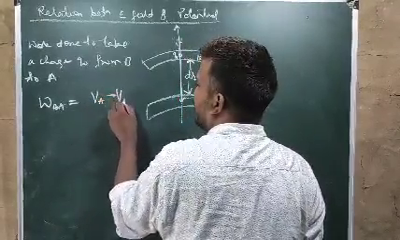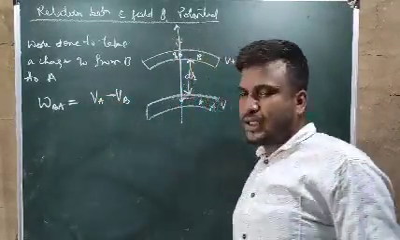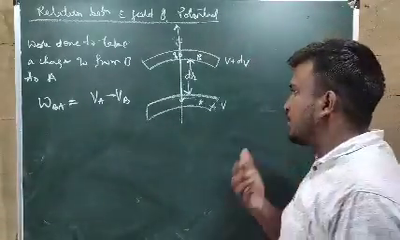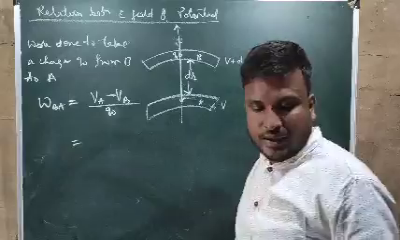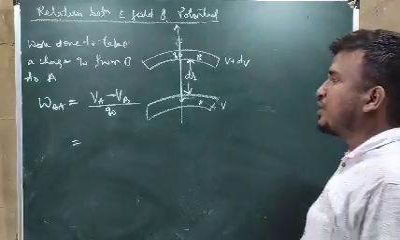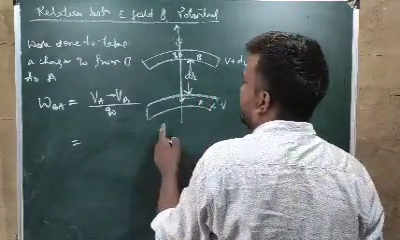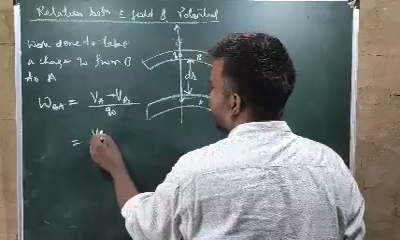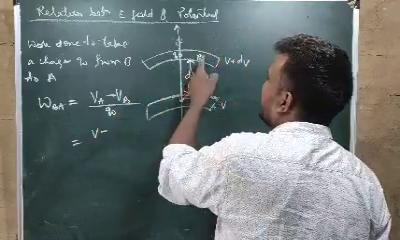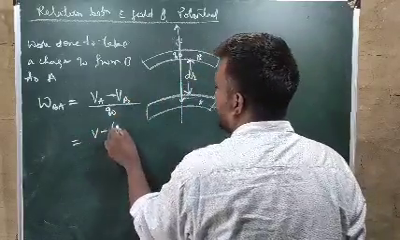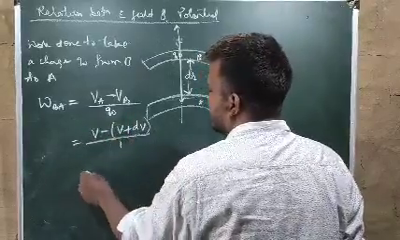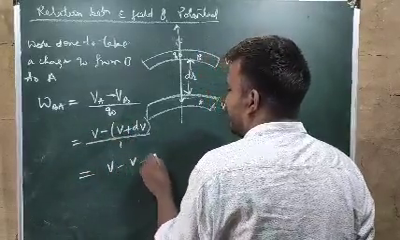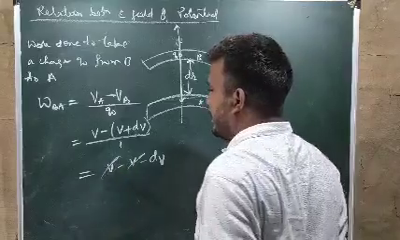Already I told you this: VA minus VB by Q naught, but the value of Q naught is 1. So what is the potential at A? It is V. And what is the potential at B? VB, that is V plus dV. Q naught value is 1, so it will remain as it is. So V minus V minus dV, this V will cancel.